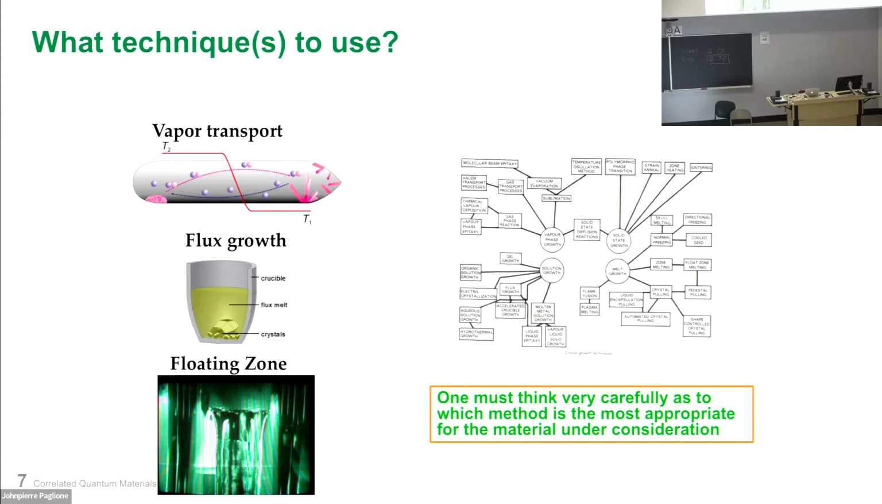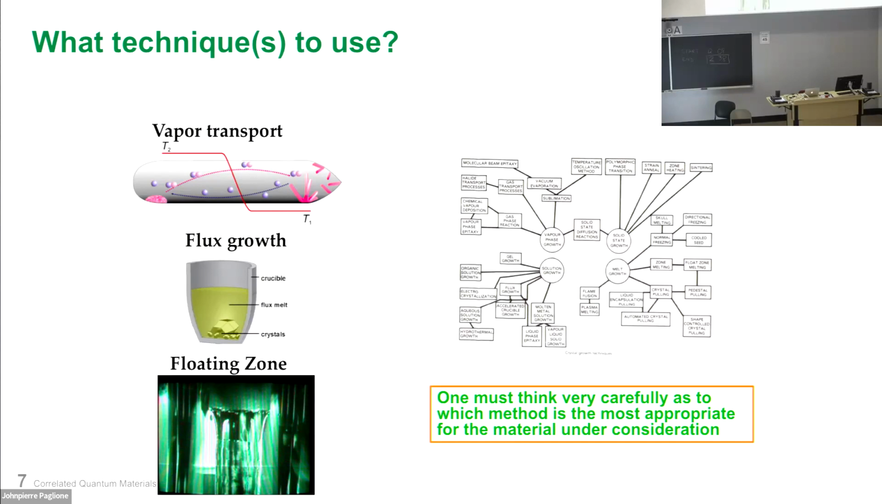And I'll have to admit that a lot of times we'll go with the simplest technique first to see if that works, like vapor transport, where you just basically seal up a quartz tube, shove your ingredients at one end, put a temperature gradient across the tube, put it in the furnace and see what you get. Flux growth, I do a lot of. That's a pretty powerful technique.